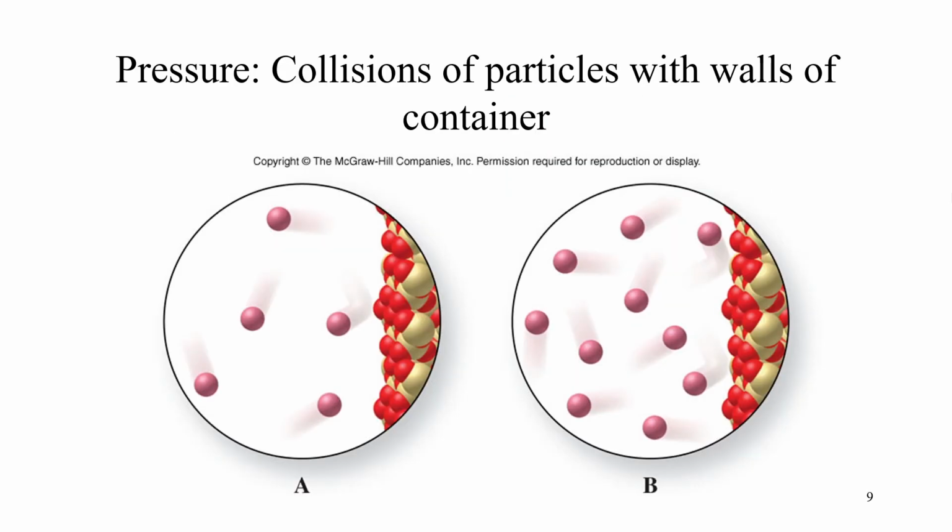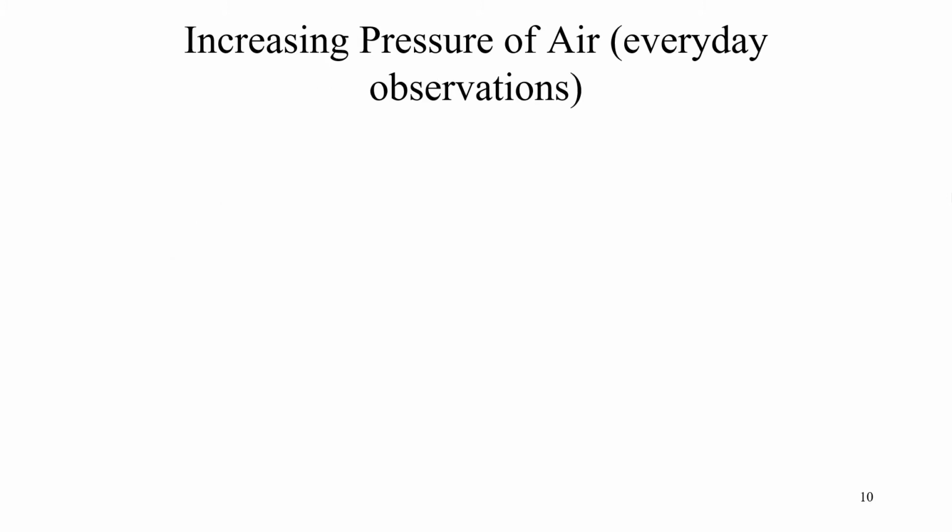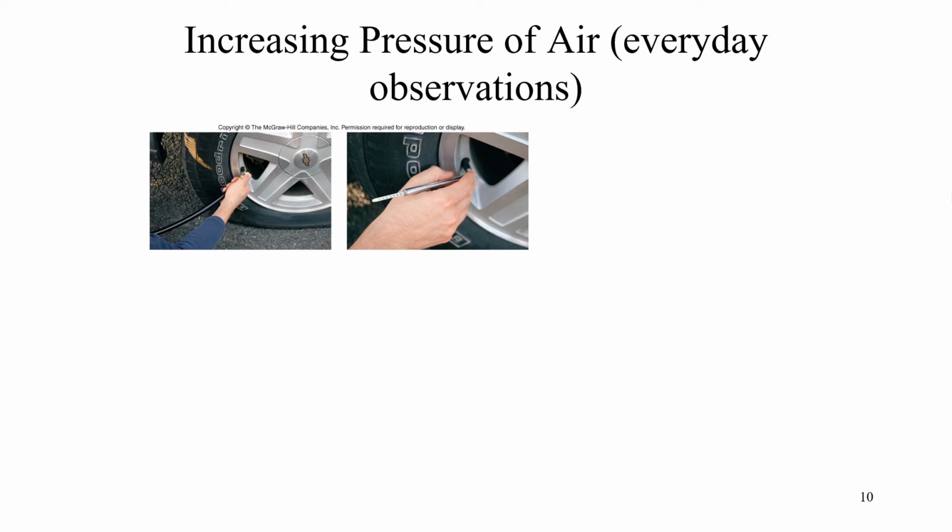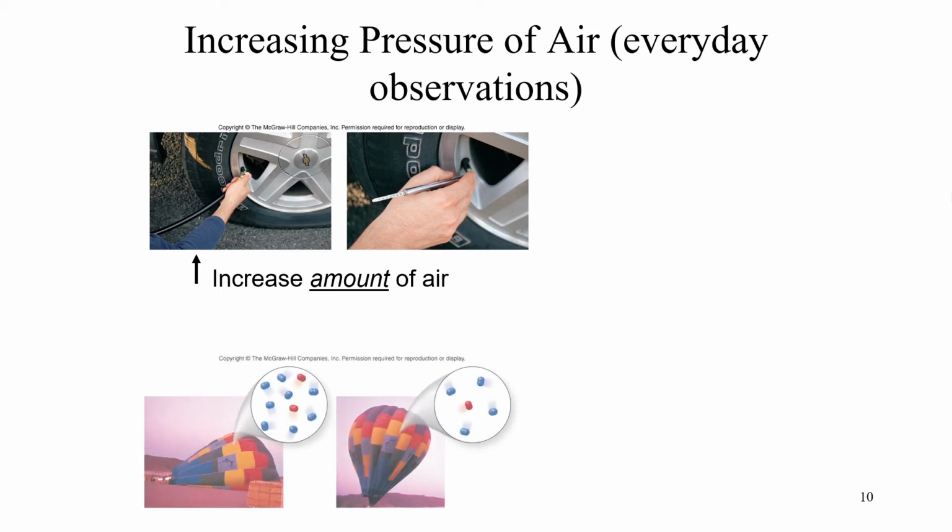Okay, now remember the molecular model that we're talking about. We're saying that pressure is generated by the collisions of the gas particles with the walls of the container. So, based on everyday observations, what are some ways in which we can increase the pressure of air? For example, you have a flat tire, what do you do? You pump air in. In other words, you can increase the amount of air until you get the desired pressure, right? Another example, this is a hot air balloon. When you heat the air inside the sleeve of the balloon, you essentially get pressure inside, right? So it's obvious that increasing the temperature of air will also increase the pressure.